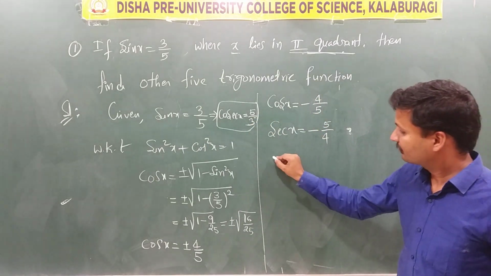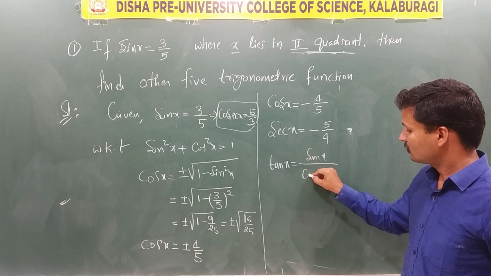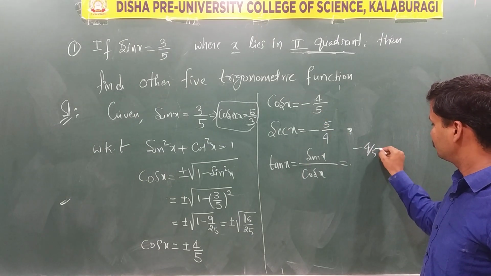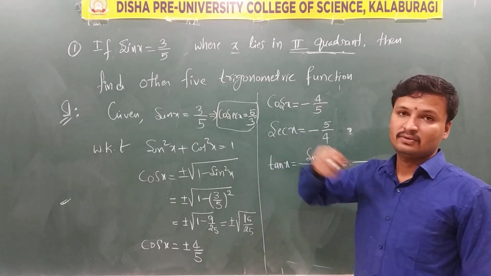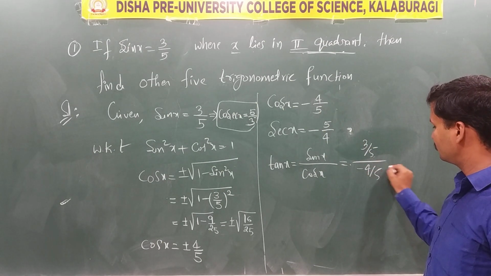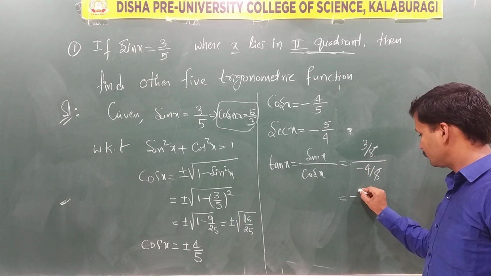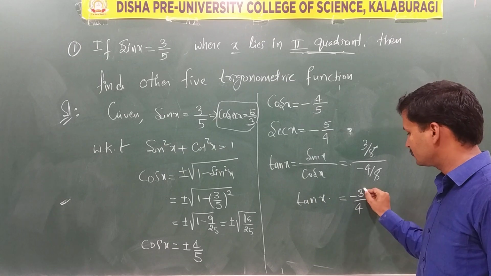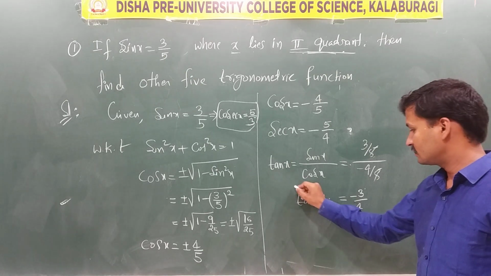Then again tan x. How to find tan x? Taking the ratio of the sine function to the cos. So sin x is 3 divided by 5 and cos x is minus 4 divided by 5. So here 5 cancelled, then 3 divided by minus 4, so minus 3 divided by 4. So tan x is equal to minus 3 divided by 4. See, observe tan function in the second quadrant is negative, that is minus 3 by 4.